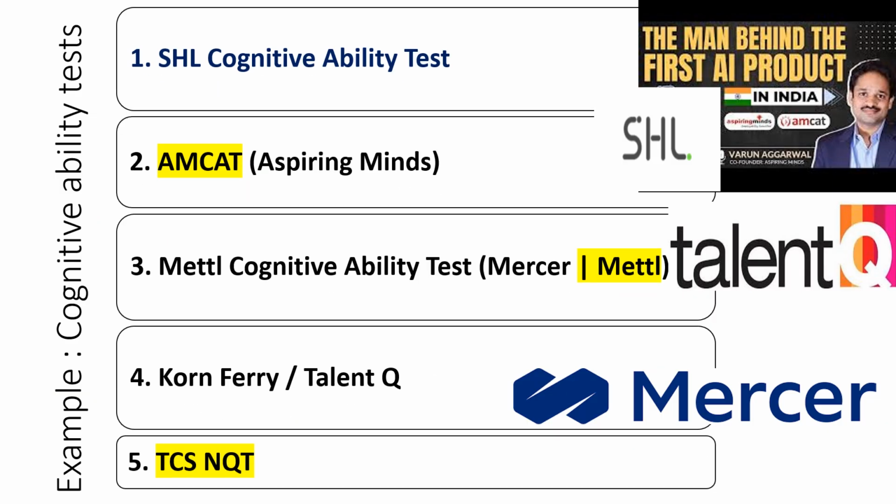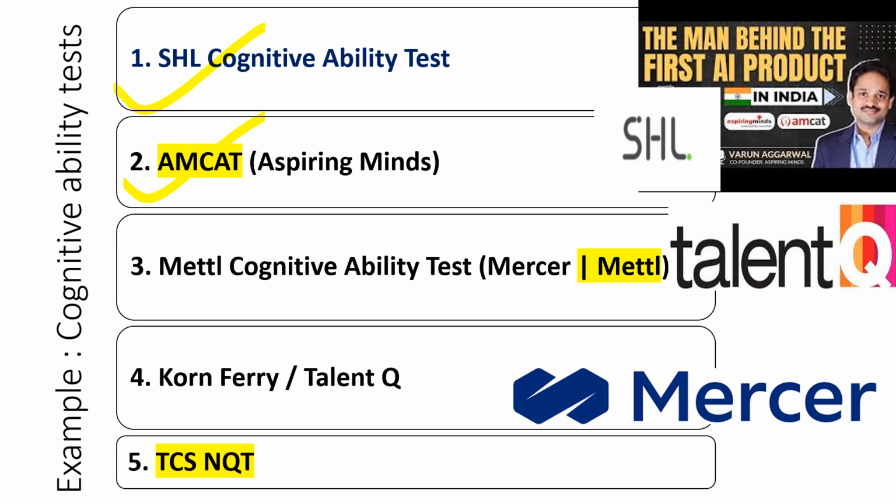Now, let's look at some of the most widely used employment and cognitive ability tests in India. We'll begin with the SHL cognitive ability test. It is a global assessment company with a strong presence in India, and this test is widely used by firms like Deloitte, EY, KPMG, Accenture, and Infosys, especially for MBA hiring.